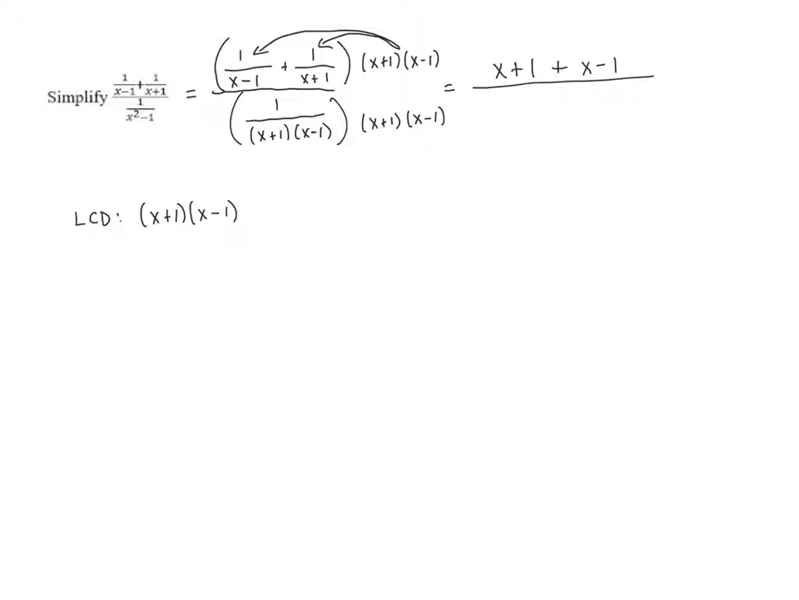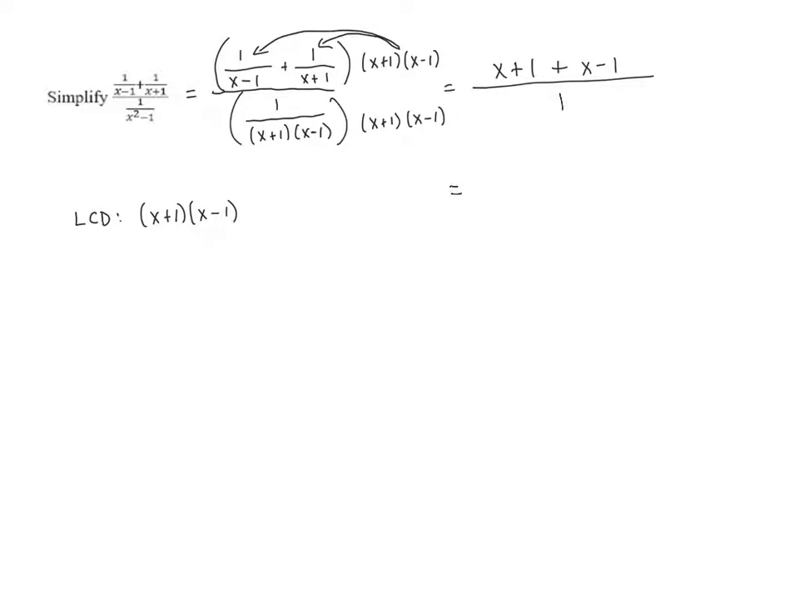In the denominator, the whole denominator of the bottom fraction is going to cancel. We've got an x plus 1 and an x minus 1 in the bottom, and we've got an x plus 1 and an x minus 1 on the outside. All of those cancel, and we're just left with 1.